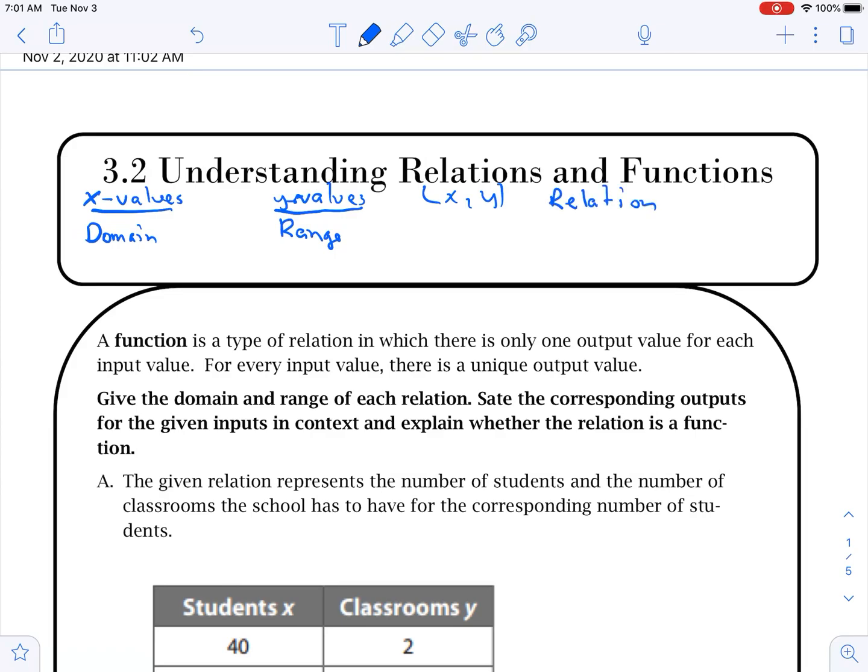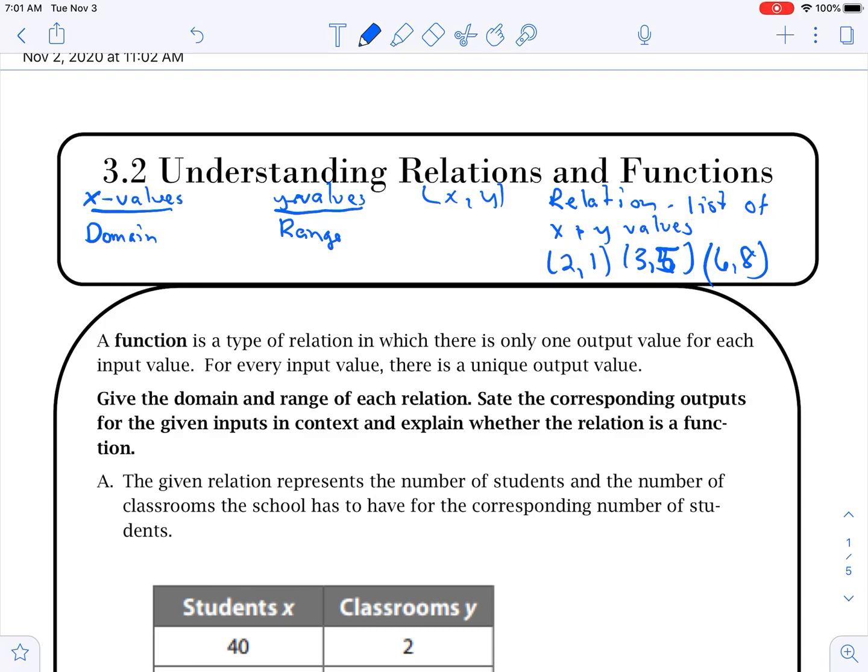So a relation is just a list of x values and y values. So it could just be like this: 2, 1, 3, 5, 3, 5, 6, and 8. That right there is a relation. It's just listing x and y values. Then we're going to describe it as a function.